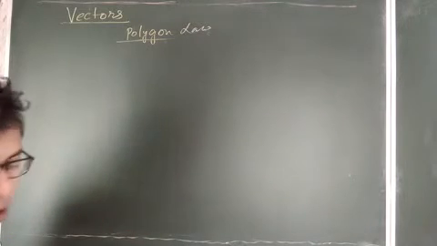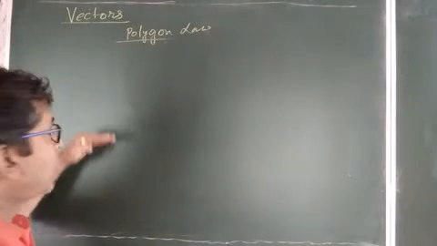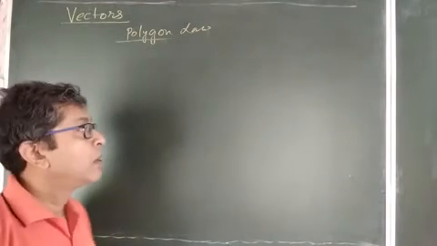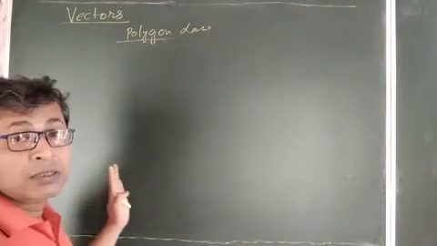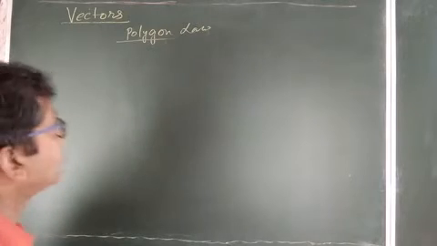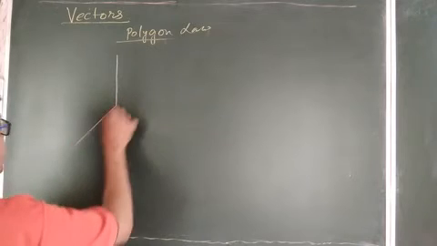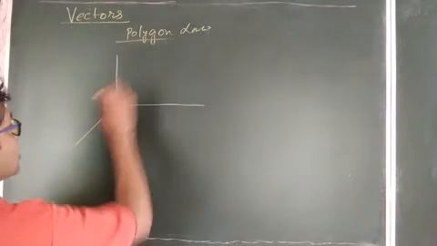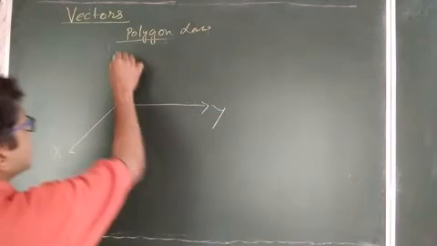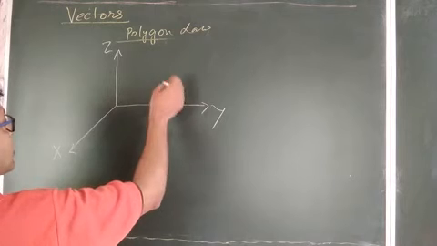Using the polygon law, previously I said that among the types of vectors, at last there was a vector called the position vector, which is yet to be discussed, because after discussing the polygon law it will be much easier to understand. Suppose this is a three-dimensional frame. This is the x-axis, y-axis and z-axis. And in this three-dimensional space, there is a point.